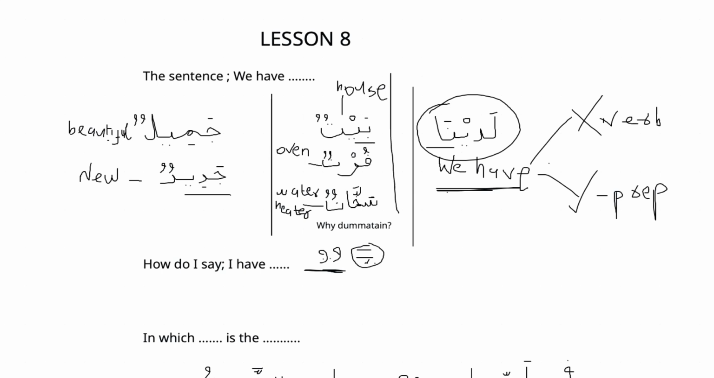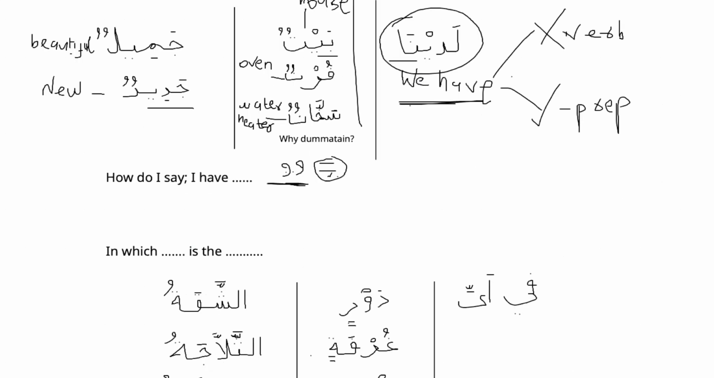Now, how do you say I have instead of we have? You want to say I have an oven, or I have a new water boiler. You don't start with ladayna. You replace ladayna with ladayya. So in Arabic, ladayna is we have, and ladayya is I have. You want to say I have a house: ladayya baytun. I have a beautiful oven: ladayya furnun jamilun. As easy as that.